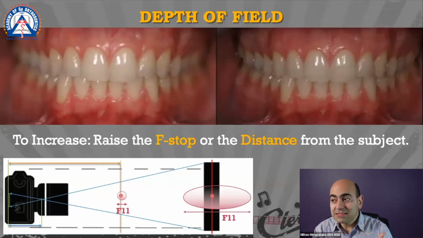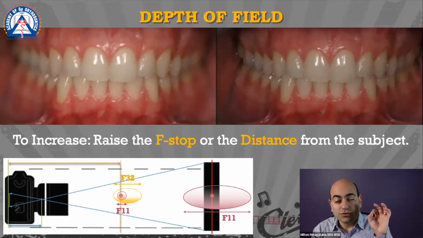But if distance cannot be increased, so if that middle yellow spot is my patient, and I don't want to go back 6 feet, another way to increase the depth of field is by increasing the f-stop. So get used to, for intraoral pictures especially, increasing your f-stop in the camera.